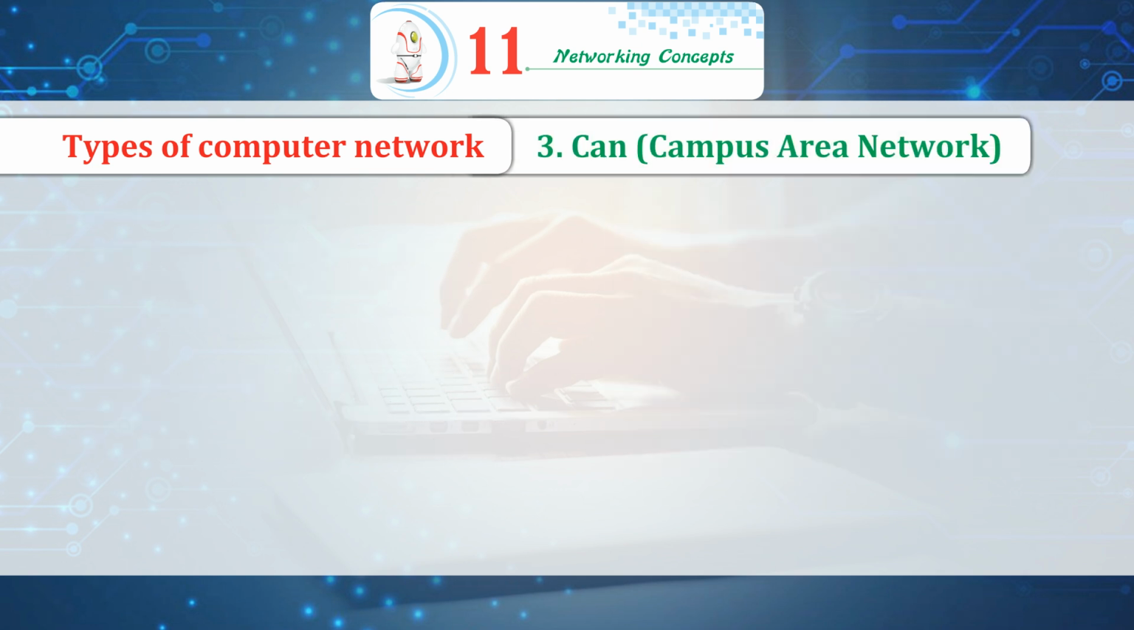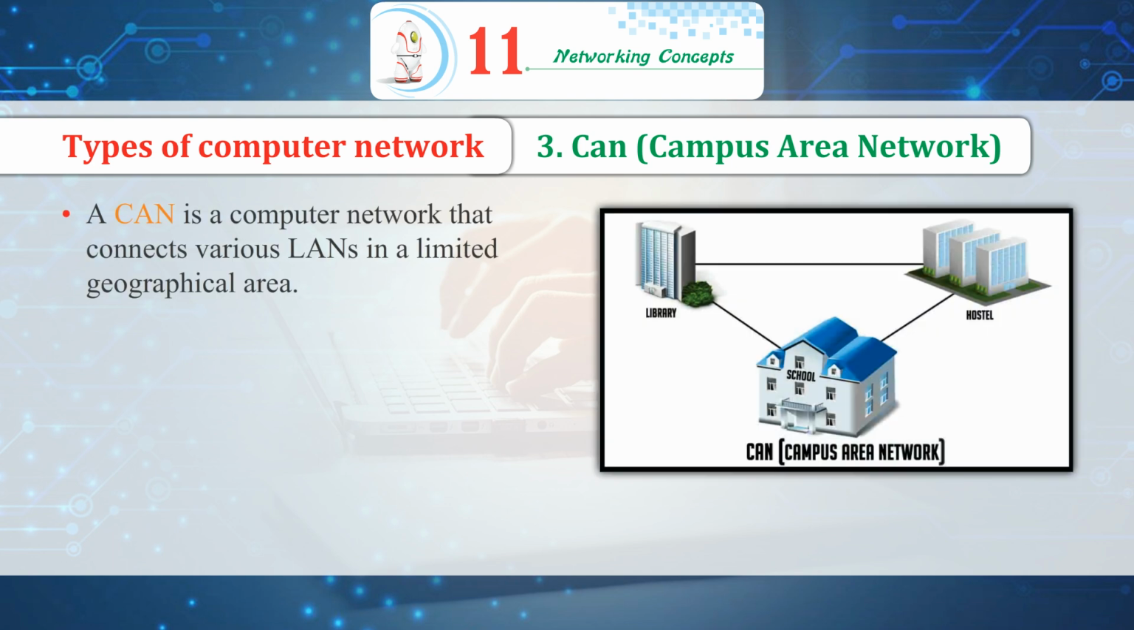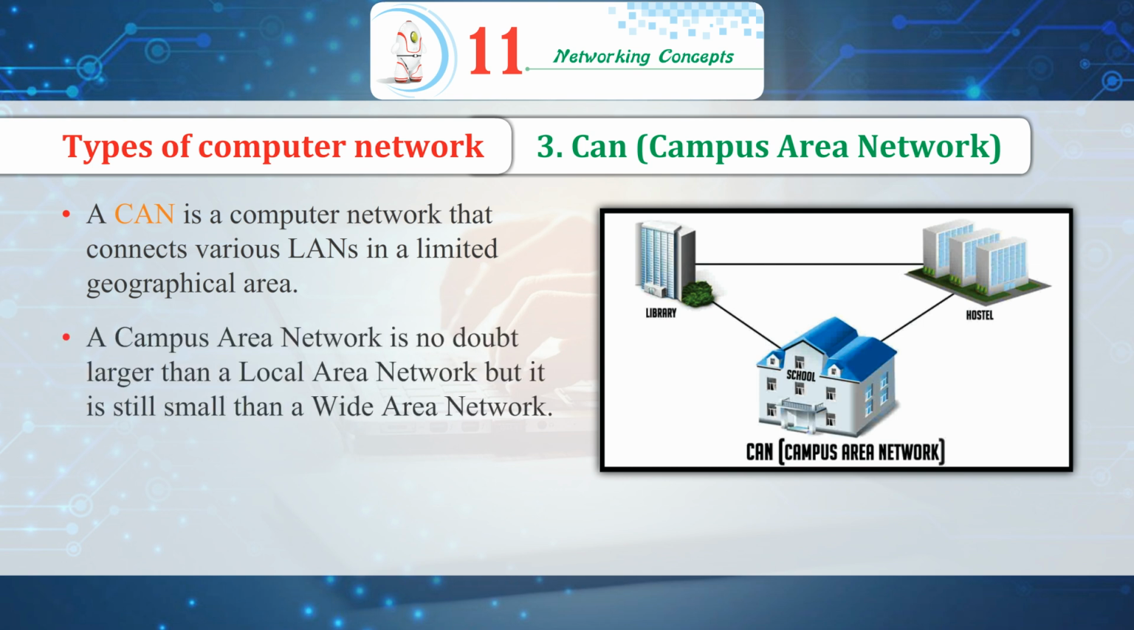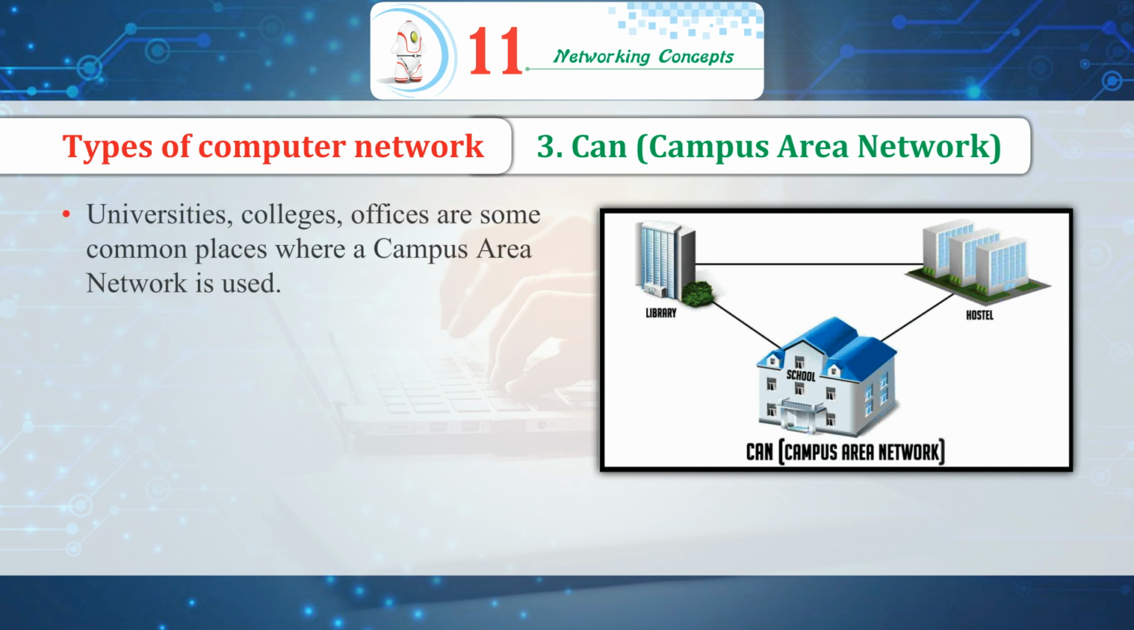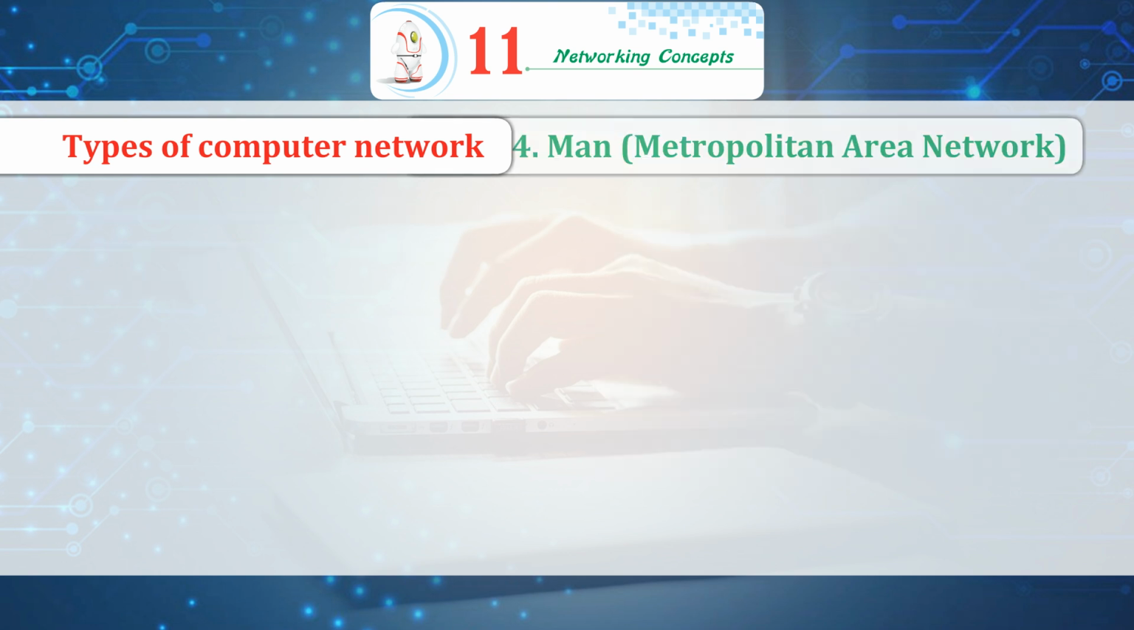3. CAN, Campus Area Network. A CAN is a computer network that connects various LANs in a limited geographical area. A campus area network is no doubt larger than a local area network, but it is still smaller than a wide area network. Universities, colleges, offices are some common places where a campus area network is used.